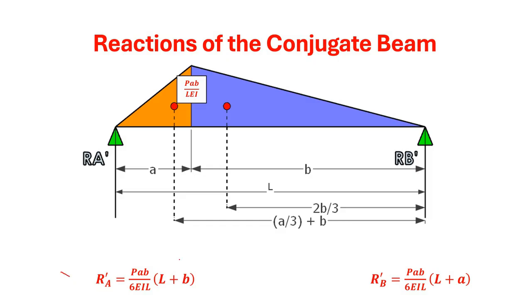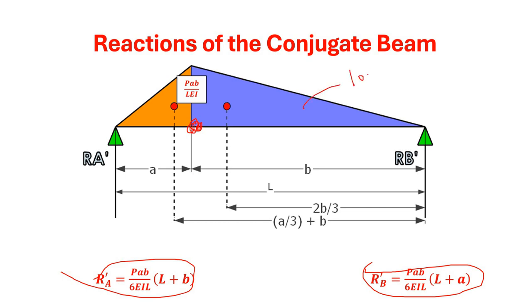So now we have this RA dash and also we have this RB dash. Now let me calculate the bending moment at this location. Okay, so this is the load diagram. This is the load diagram. From this load diagram only we have calculated the RA dash and also the RB dash. Now we want to calculate what is the bending moment at this particular location, which is at distance A. So how to do that?